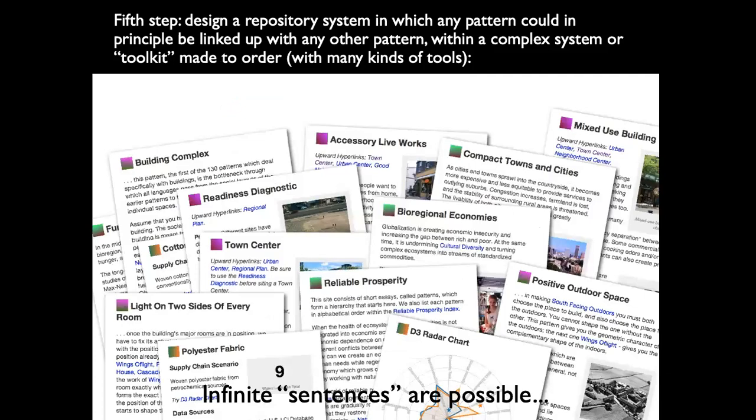Then we developed a lot of other examples, other tests, and we had the idea, what if you could have a repository where all of these things could sit together in a kind of ontology or a kind of library of different kinds of patterns that you could then pull from this repository and put into your own constructions and say, well, I'd like to have a town center, and I'd like to have bioregional economies, and I'd like to have positive outdoor space, whatever it might be.